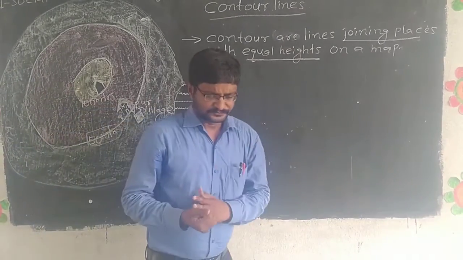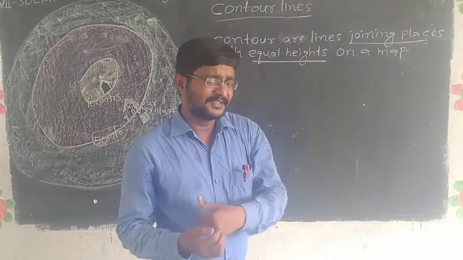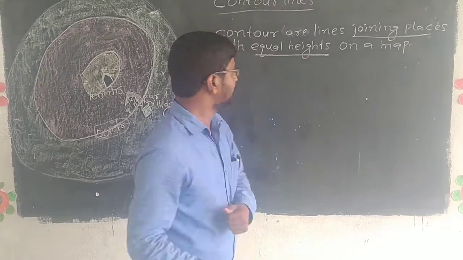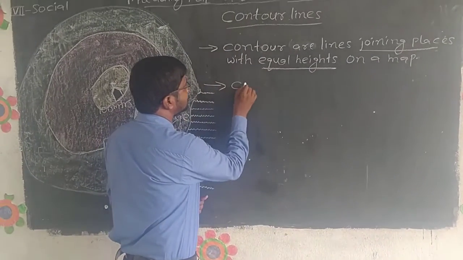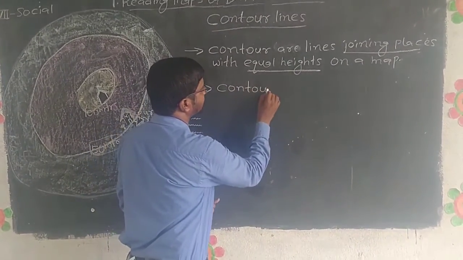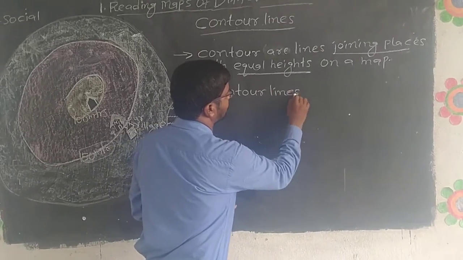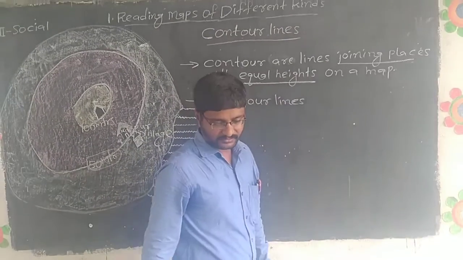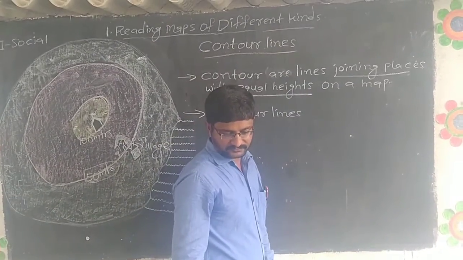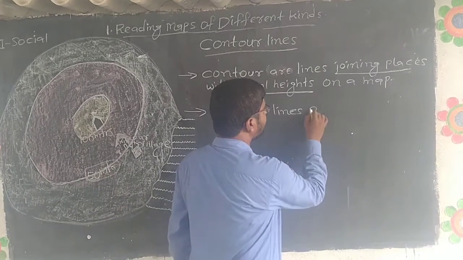Okay, right. So what are the characteristics of contour lines? See, contour lines are shown in irregular shape.